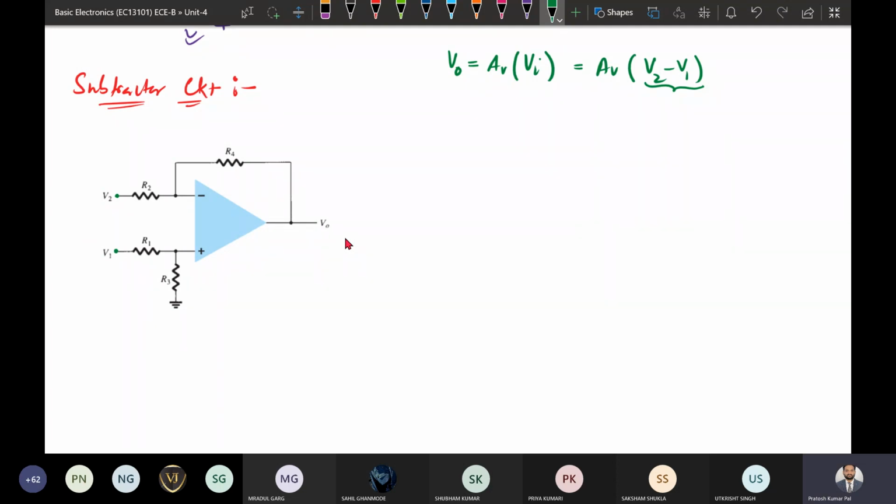So suppose we are having the inverting case. Here we can divide the problem because there are 2 different inputs connected to 2 different input terminals, inverting and non-inverting. So what we can do is analyze the circuit using the superposition theorem. What is the superposition theorem? Anyone? Yes, anyone? What is the superposition theorem?